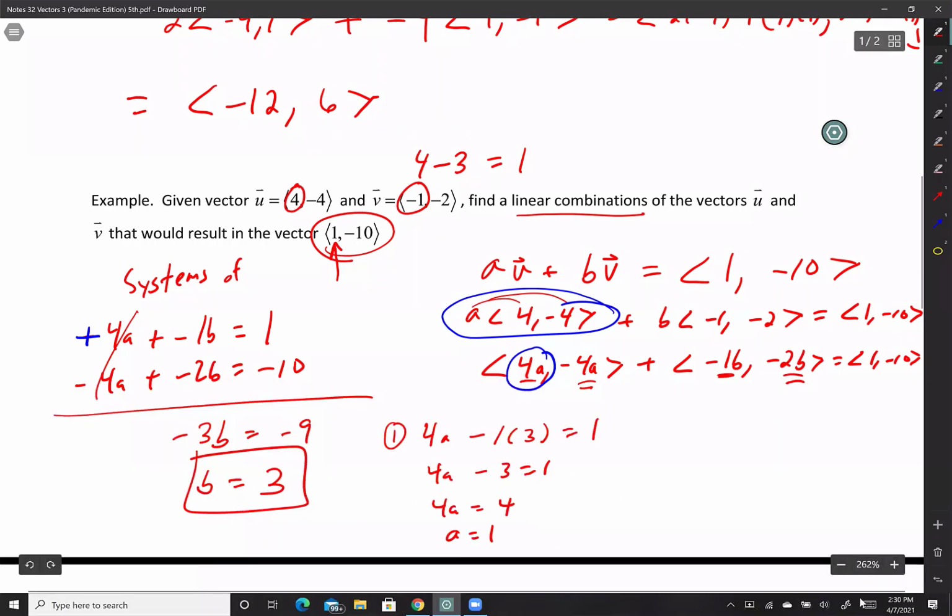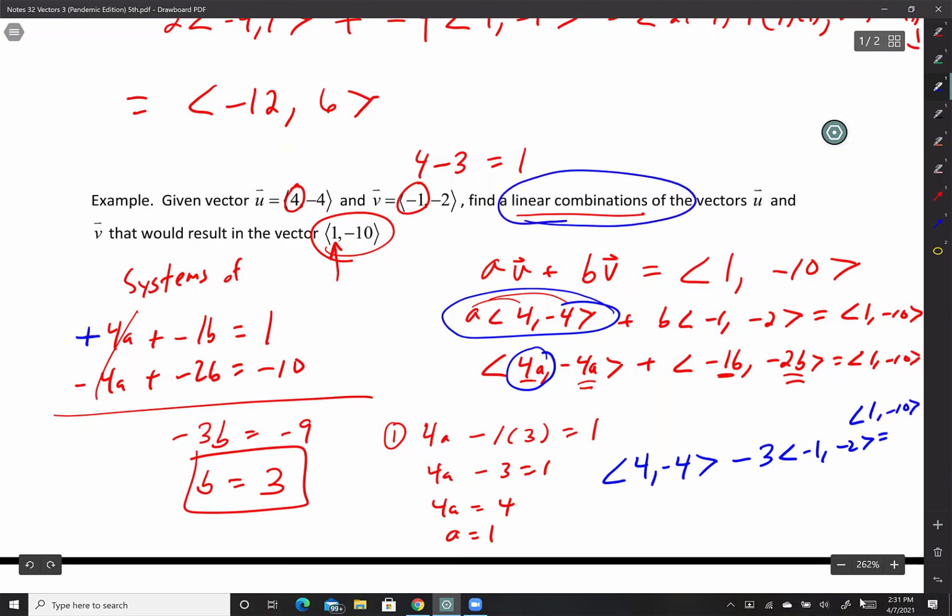So here, let me write it in blue so you guys can all see the vector. This vector will work: 4 comma negative 4, minus 3 times negative 1 comma negative 2. That will definitely give us that 1 comma negative 10. So since they want a linear combination, the only vector is u minus 3v. U minus 3v.